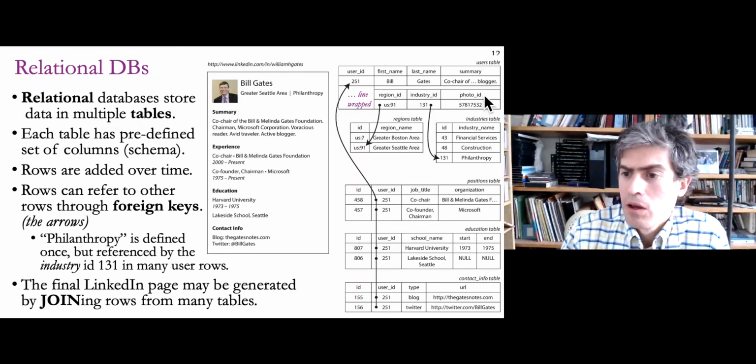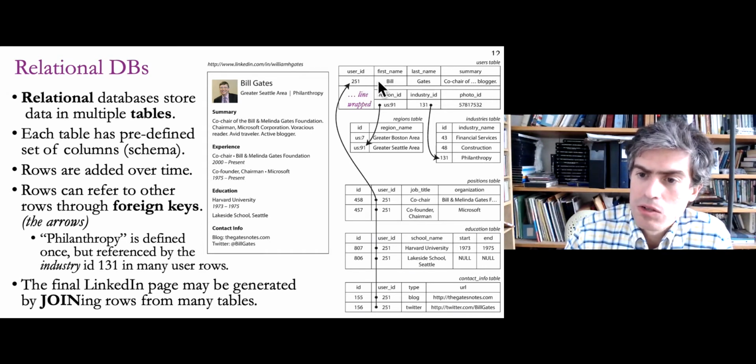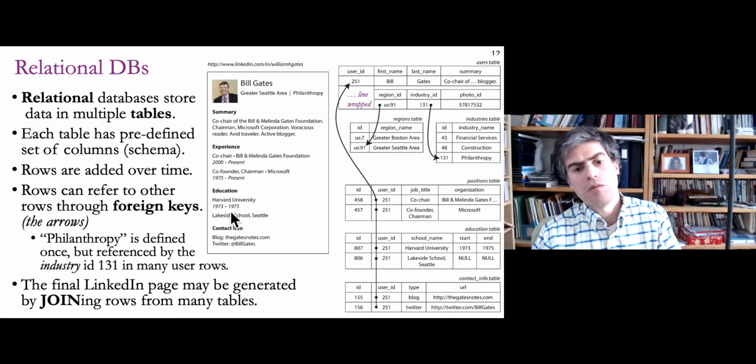At the top, we have the main table, which is called the users table. Here I'm showing one column; it's actually wrapping around to make it fit easier on the screen. The columns are user ID, first name, last name, summary, region ID, industry ID, and photo ID. Some of that information, like the name and the summary, appears directly on the page that we're rendering.